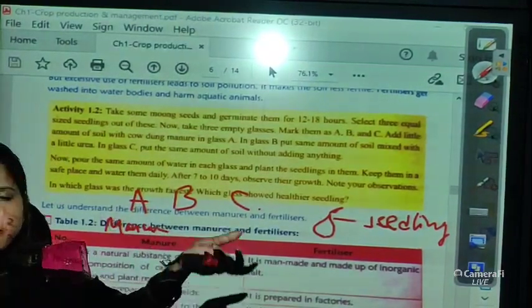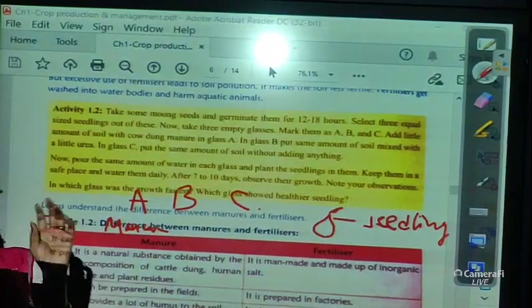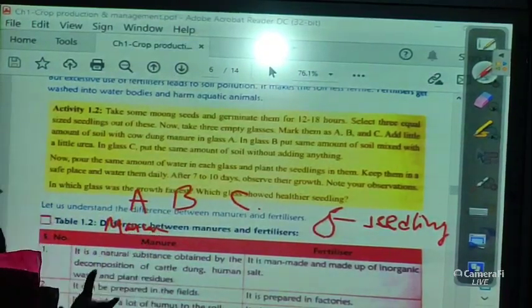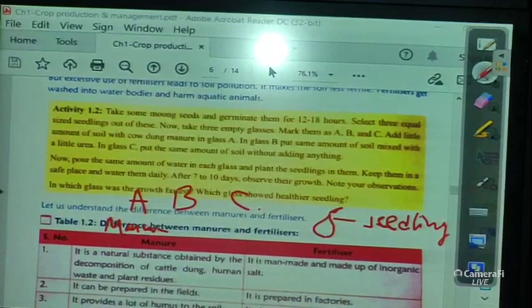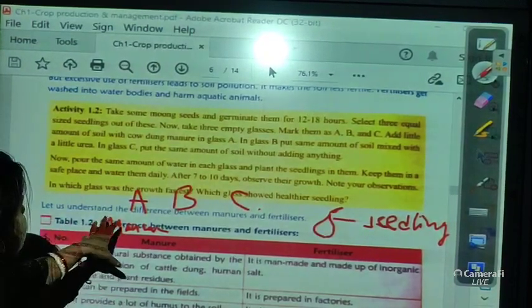Take some cow dung from nearby areas and add that also. We do worship at our home, and doesn't matter what religion we belong to, we always offer flowers to God. You can take those flowers and put them in also, and wait for 2 days. After 2 or 3 days you will see that everything has decomposed. That is the manure. So in glass A, soil plus manure.